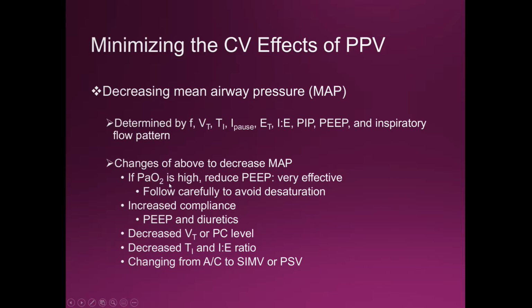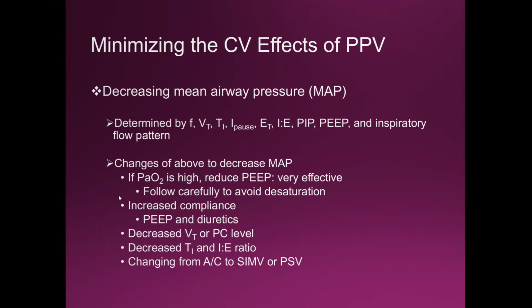So if our PaO2 is high, you drop the PEEP. That's easy. Follow carefully to avoid desaturation. All right. So if we have high PaO2, I'm thinking like 120, 130, we're going to drop PEEP. We drop PEEP first, and then we drop our FiO2.